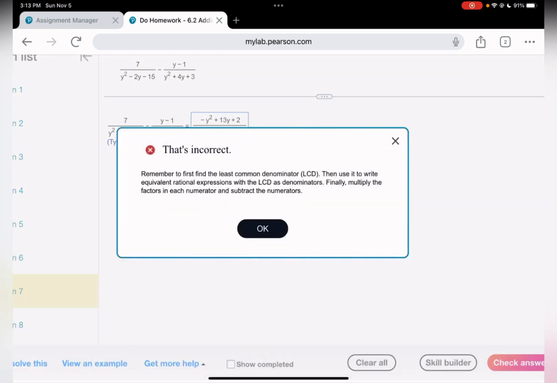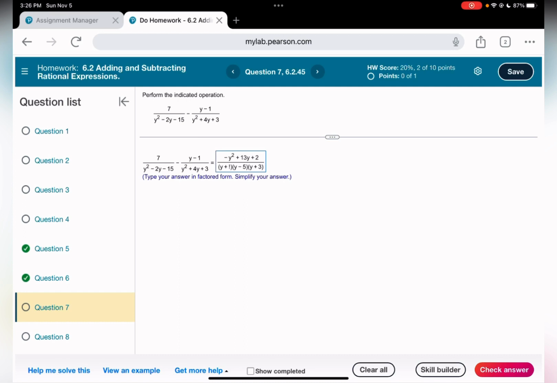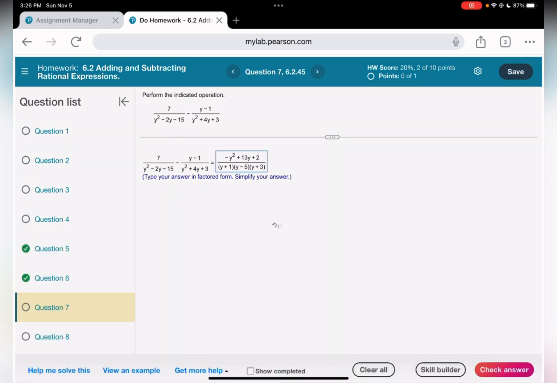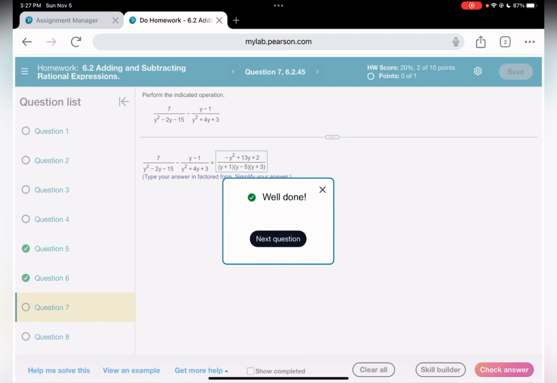Check. What's wrong here? Let me see. Oh, exclamation sign instead of 1. Wow, indeed take very long time.